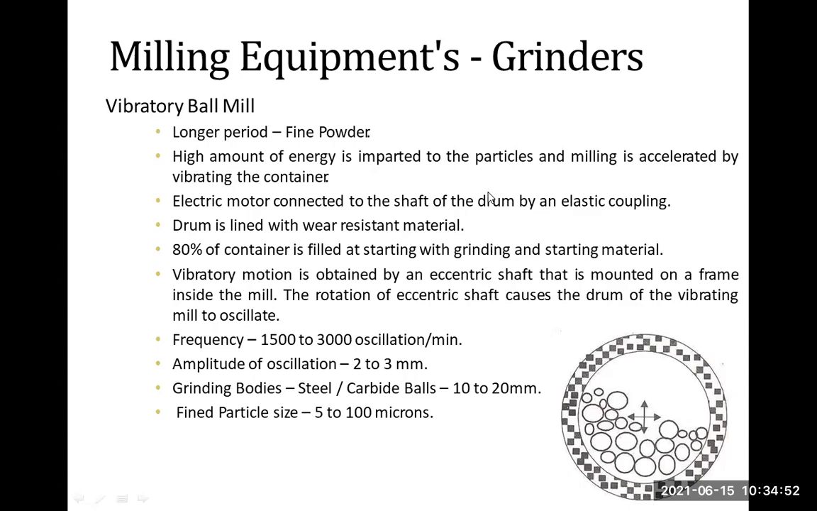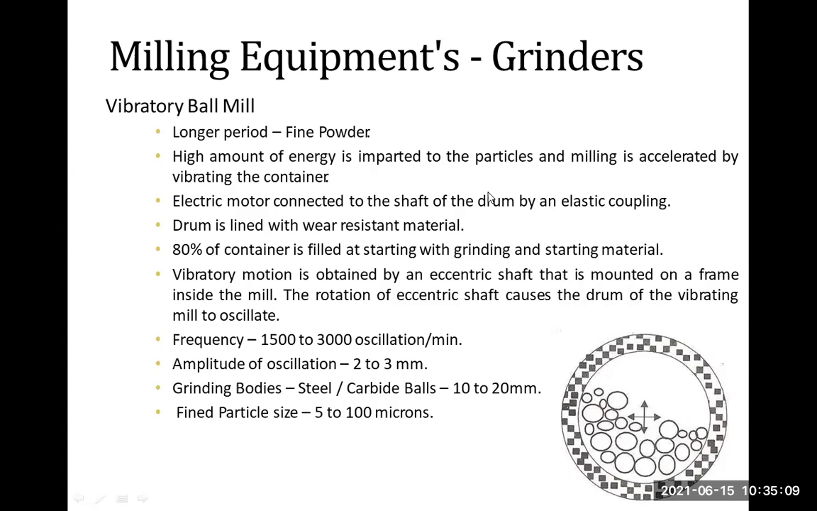Amplitude means the height. Grinding bodies are like steel or carbide balls, having a minimum diameter of 10 to 20 millimeters. The fine particle size that we are going to get is from 5 to 100 microns.